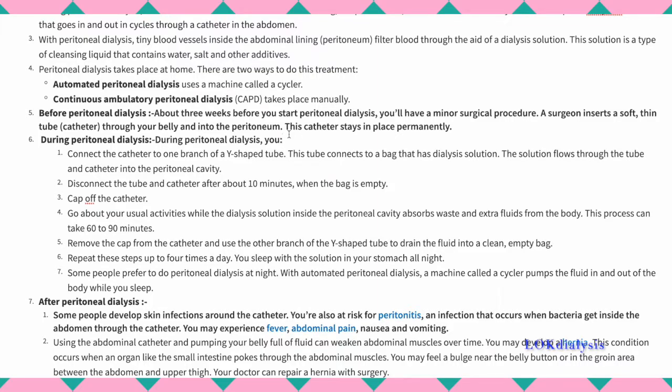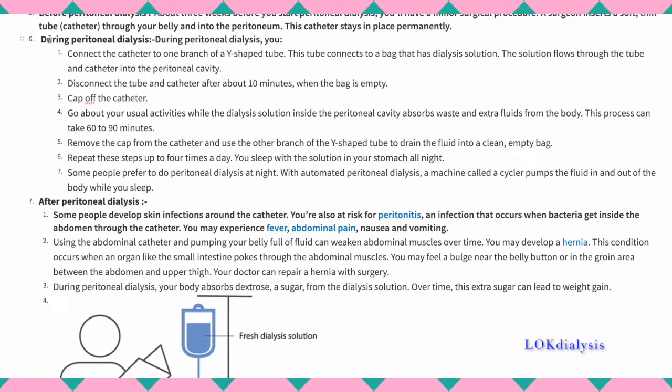During peritoneal dialysis, one must connect the catheter to one branch of a Y-shaped tube. This tube connects to the bag that has the dialysis solution. The solution flows through the tube and catheter into the peritoneal cavity. Now the next step is to disconnect the tube and the catheter after about 10 minutes when the bag is empty. Now just simply cap off the catheter.